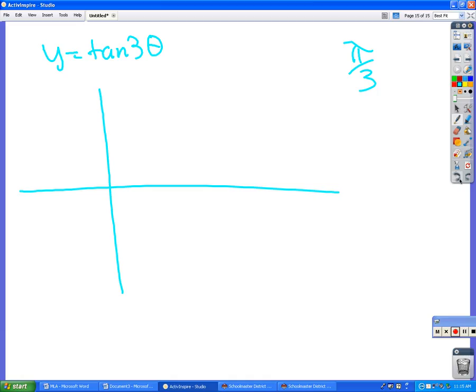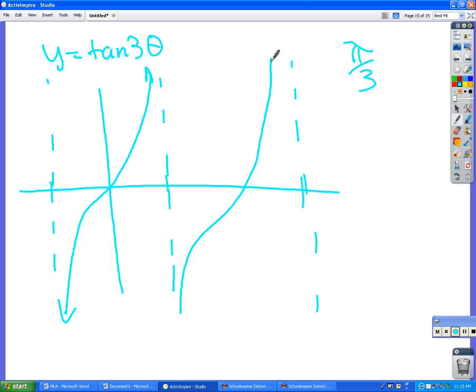Now the tricky part though is that means that from here to here has to be a total distance of pi over 3. So it's pretty easy for me to just draw the graph. It's going to look the same every single time. The question is, where are those asymptotes happening? If this distance right here has to be pi over 3 total, then this distance here has to be pi over 6. So that would be pi over 6, and this would be negative pi over 6.